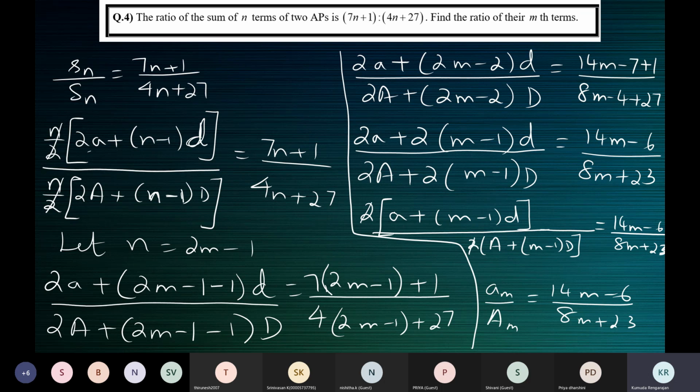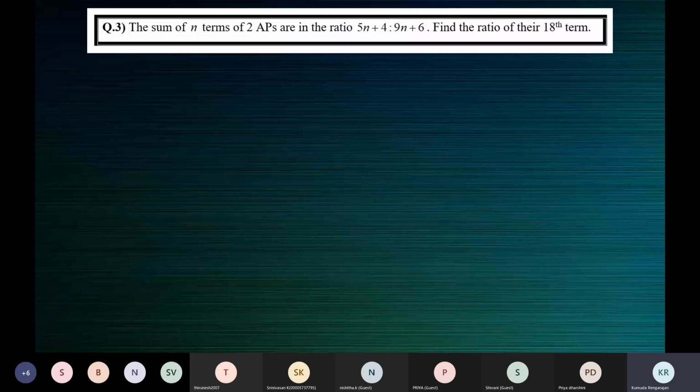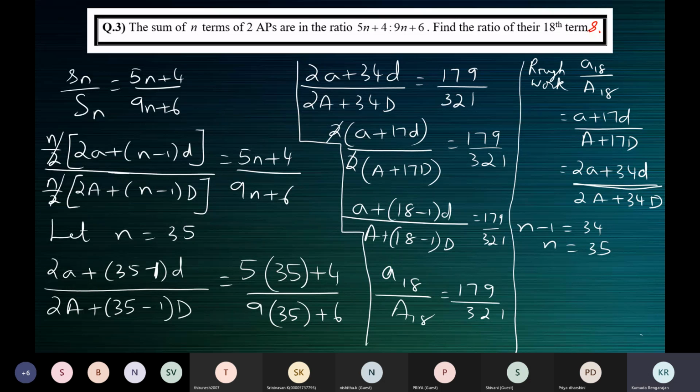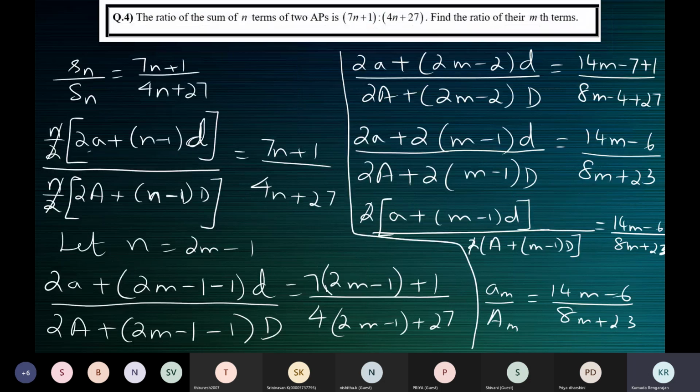See, because it is given their mth terms, you cannot get a numerical figure. You cannot get a ratio like you got in the earlier one. You will get it in terms of m. So this is a general one. Supposing you want to find the ratio of their 20th terms, everywhere in place of m use 20, you will get the ratio of the 20th. The last one was specific, ratio of their 18th terms alone, 179 by 321. This is general. Using this general expression, you can find the ratio of any terms.